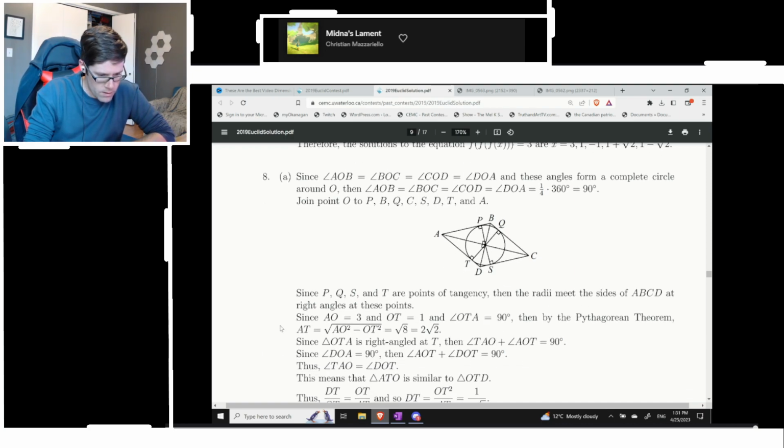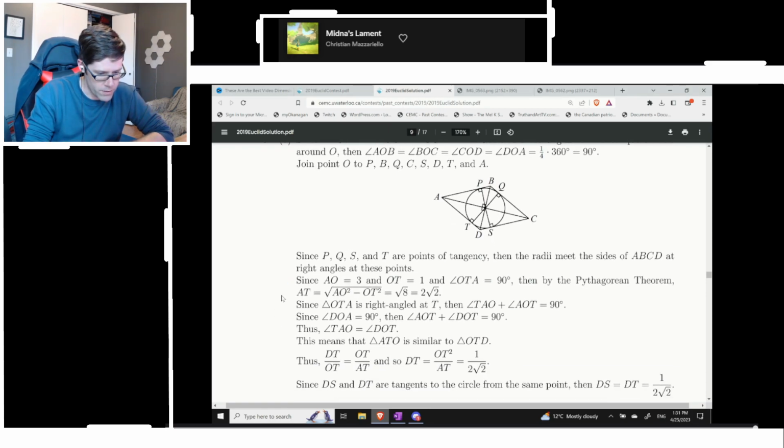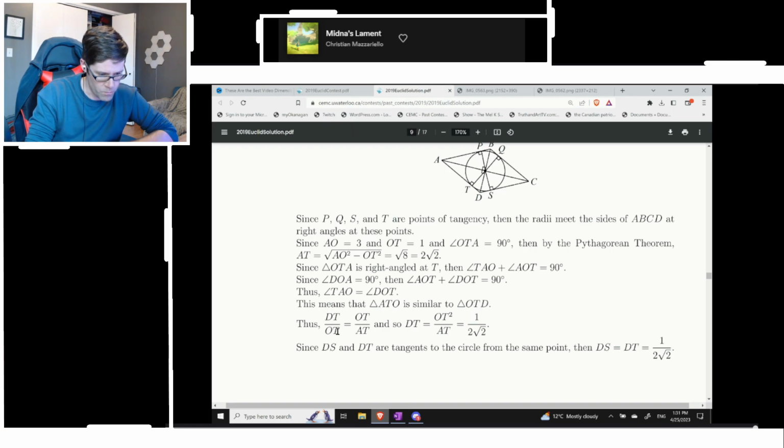okay, yeah. So yes. OT is 1, right? Not Pythagorean theorem. AT is root 8. So we got that. Perfect. So since, what is this? So since right angle, okay, yep, TAO equals DOT. Yes, okay, that means that we have similar triangles. Similar triangles tell us that DT is 1 over 2 root 2.